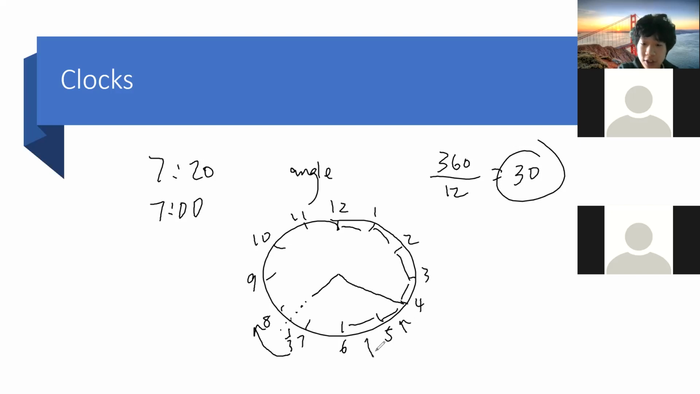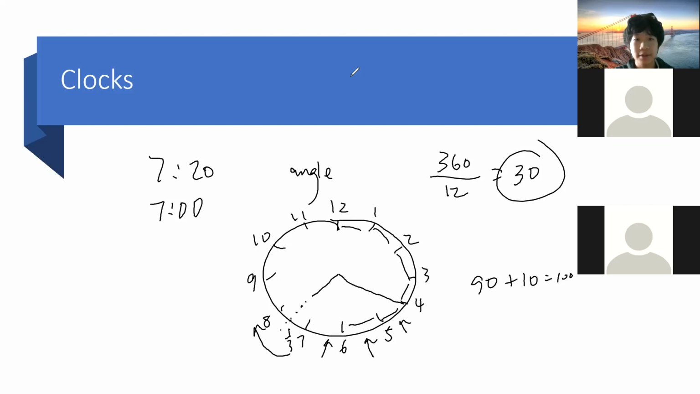We've got 1 notch, 2 notches, 3 notches, and then 1/3 of a notch. So we've got 3 notches here, which is 30 times 3, 90. And then we have to add 1/3 of a notch onto it. 1/3 of 30 is just 10. That's just going to be 100 degrees, okay? So this is a general clock problem. Any questions about this?